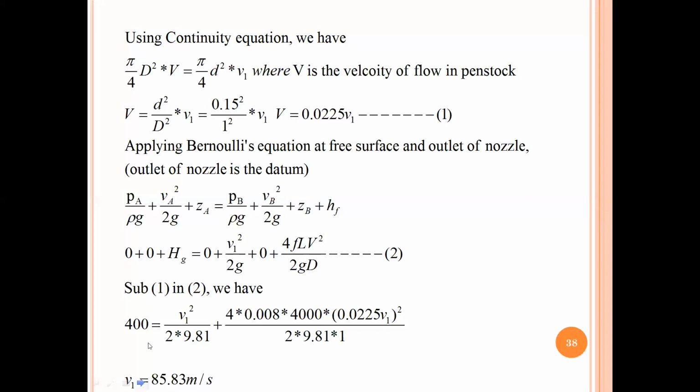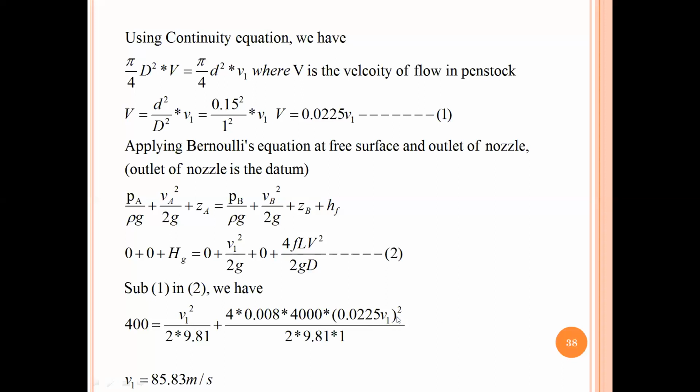Now I'll be substituting everything. I know HG value; V1 and V are unknown. I substitute all the other values, the L value, f value, D value. Now I'm not having much use of capital V. V1 I have to use in my equations. So what I'm doing is writing this capital V in terms of V1. Remember, V1 is the jet velocity which I'll be using in my equations to calculate my power. So this capital V I'm writing in terms of small v1.